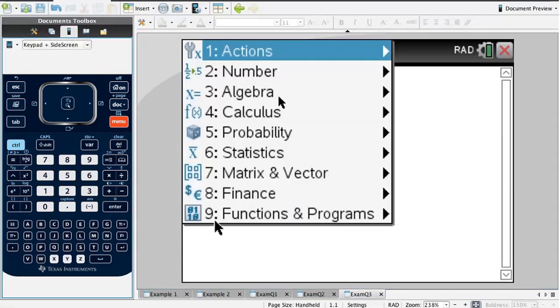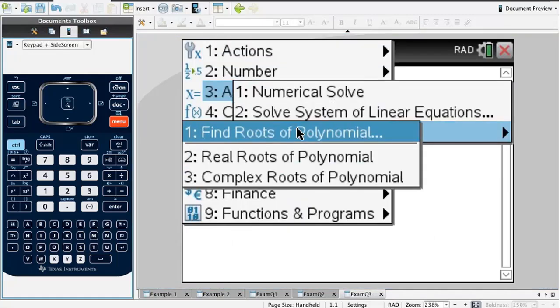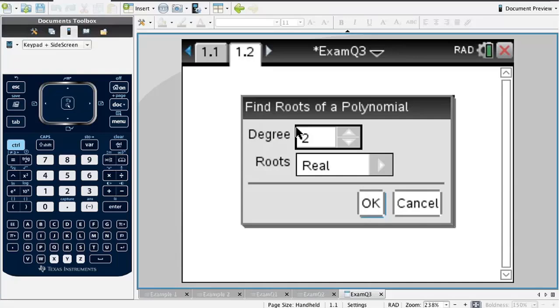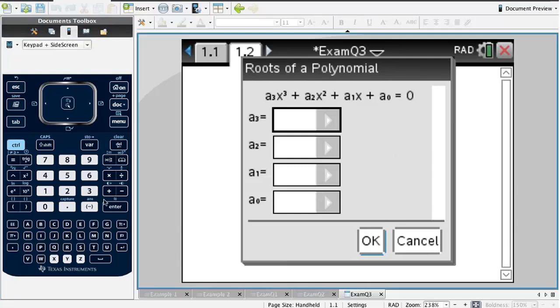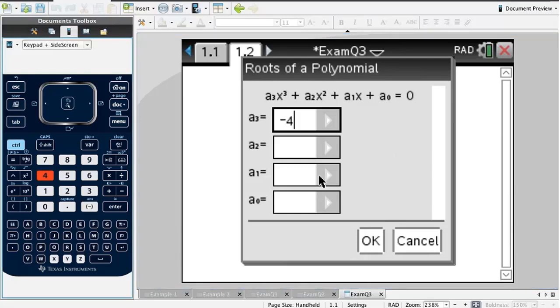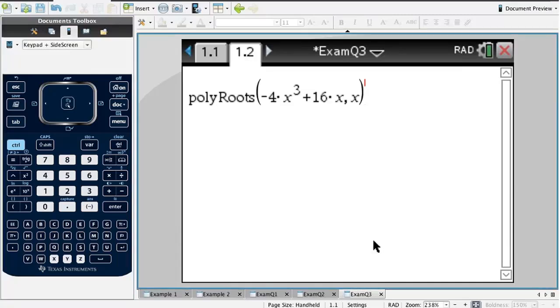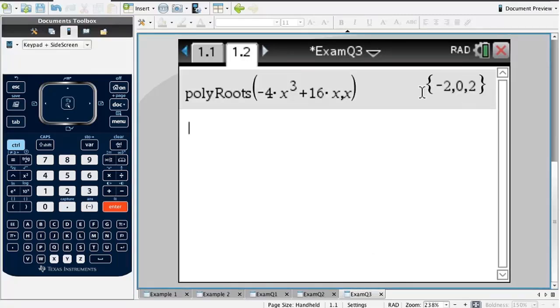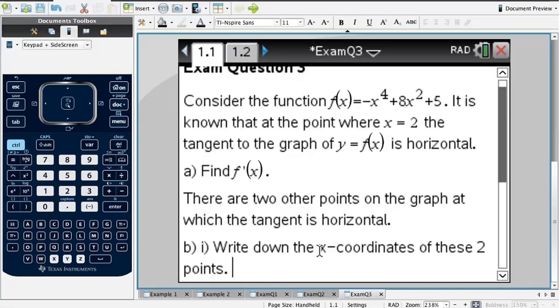menu, algebra, polynomial tools, find the roots of the polynomial. Once again, the degree of the derivative was 3. So it'll be negative 4, x cubed, no, x squared, and 16 for the x term, there was no constant, okay? And we get all the coordinates of x when the derivative is 0. Now, we already knew about the 2, so the other 2 coordinates were negative 2 and 0.